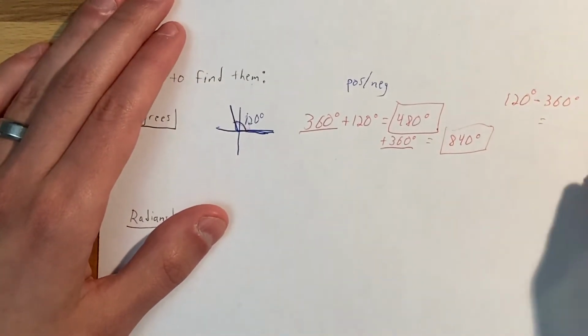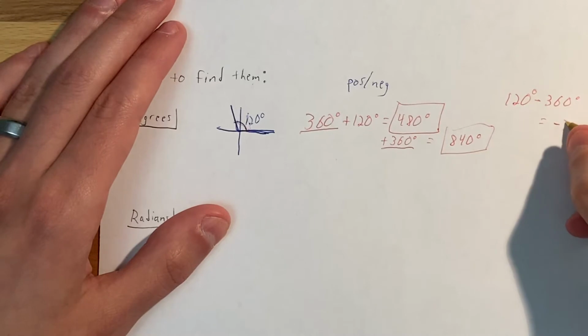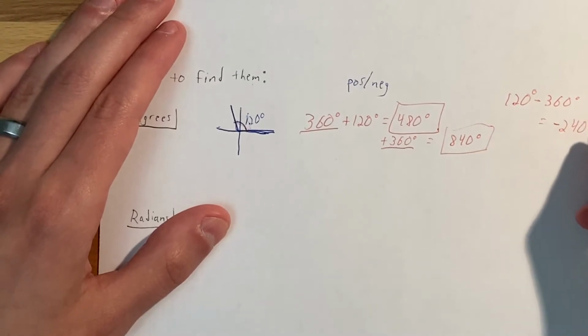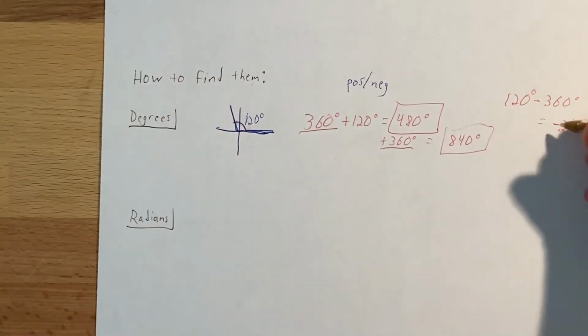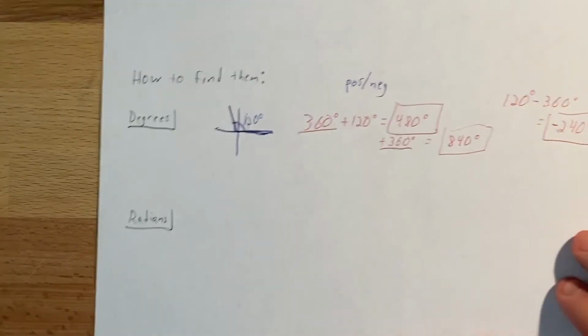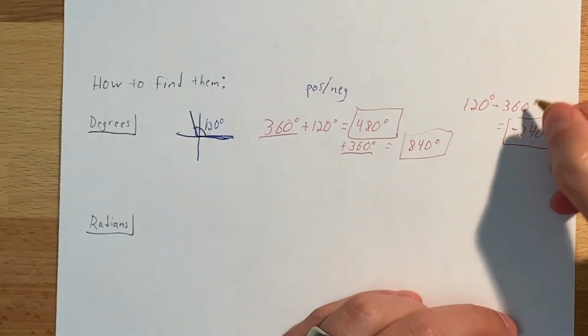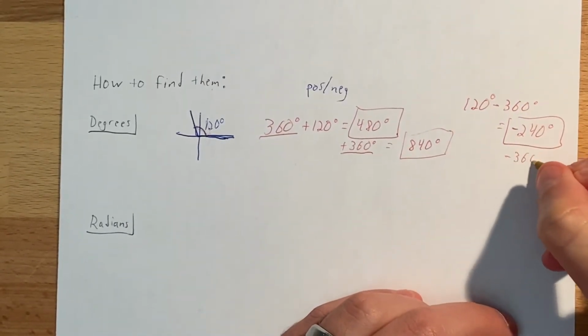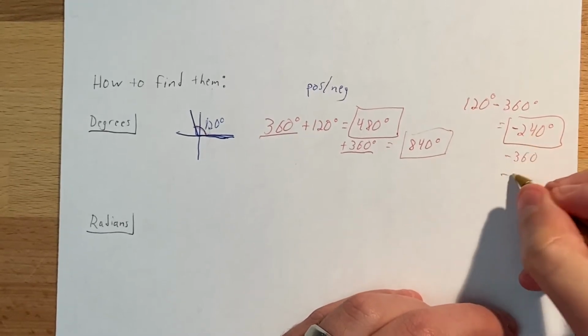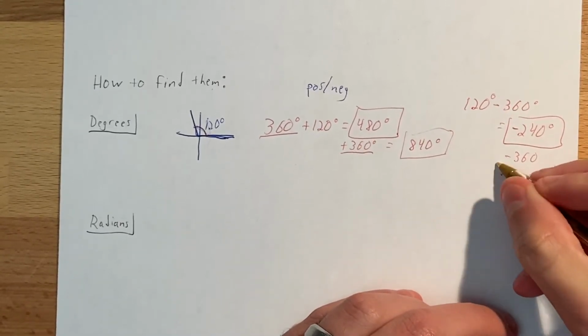that would be negative 240, I believe. And that would be a negative coterminal angle. And you could keep subtracting 360. Negative 240 minus 360 would be negative 600, I believe.